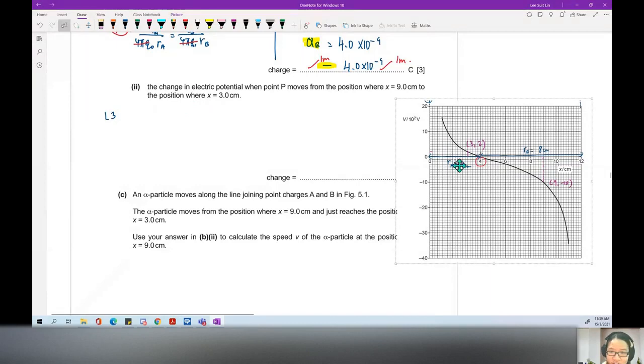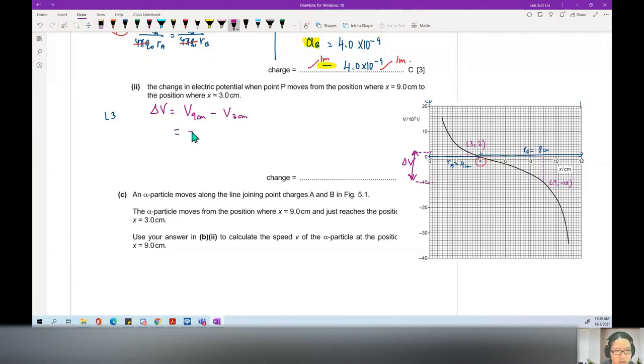Position where x equals 3. You just want the change in electric potential. Oh yeah, it's 1 mark. So the change in electric potential is the change when you go from 2 all the way to negative 10. Here to here is your delta V. So delta V will be the V at 9 cm minus the V at 3 cm. Sorry, guys, I should take final minus initial. We're going from 9 to 3, so 3 cm minus 9 cm.